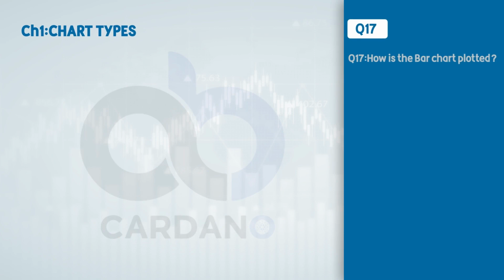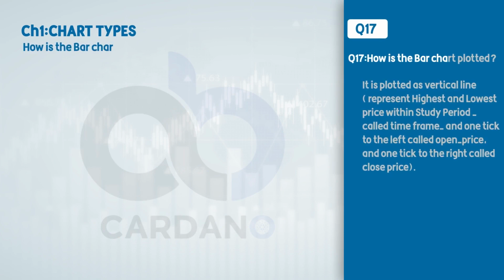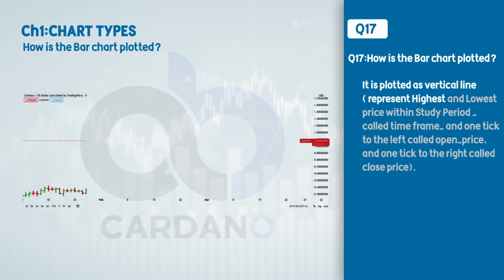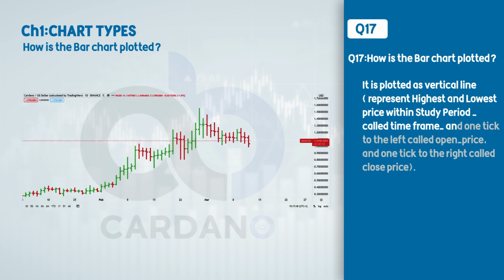Question number 17. How is the bar chart plotted? The answer is, it's plotted as a vertical line representing the highest and lowest price within the study period, called the time frame, with one tick to the left called the open price and one tick to the right called the close price.